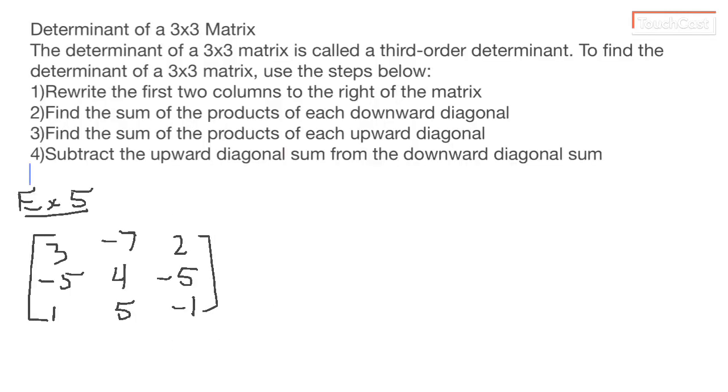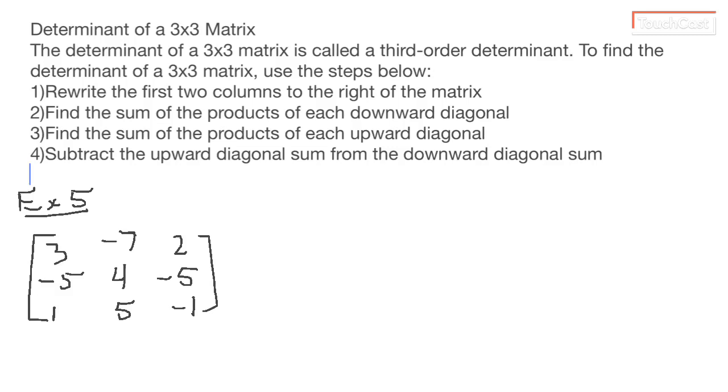Alright, and then if we have a 3 by 3 matrix, to find the determinant, which we call a third order determinant, we use the following steps. We are going to rewrite the first two columns to the right of the matrix, and then we are going to create some diagonals. And we're going to find the sum of the products of the downward diagonals, and then the same with the upward diagonals, and then we subtract them. So let's look at example 5 so we can see what these steps really mean.